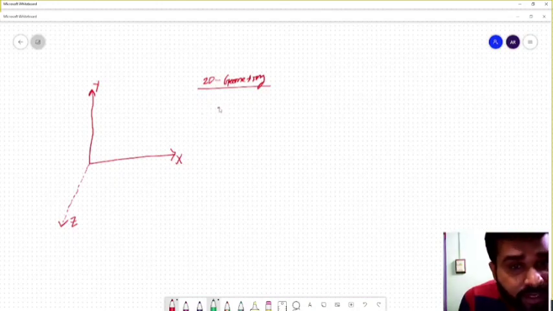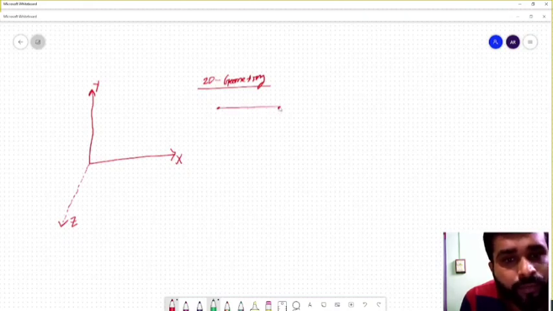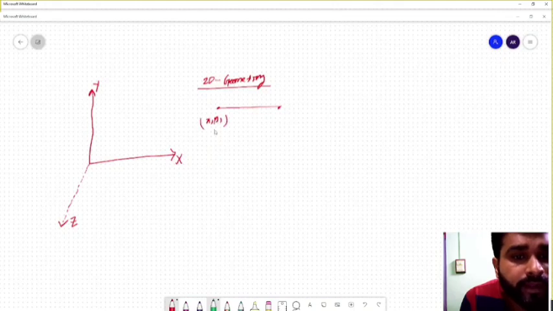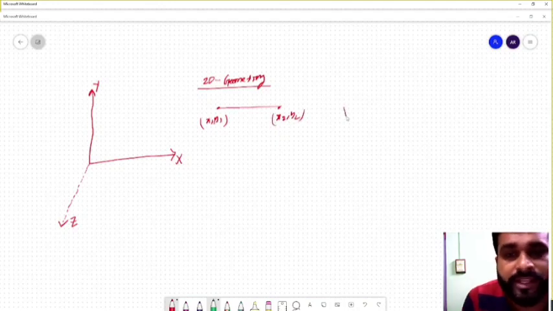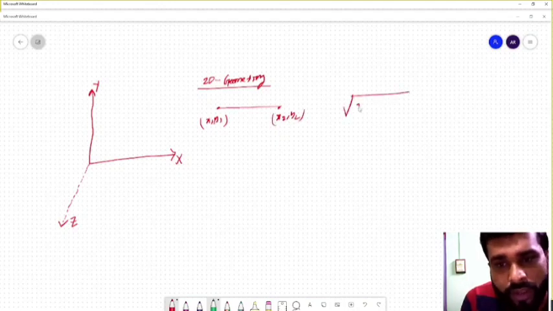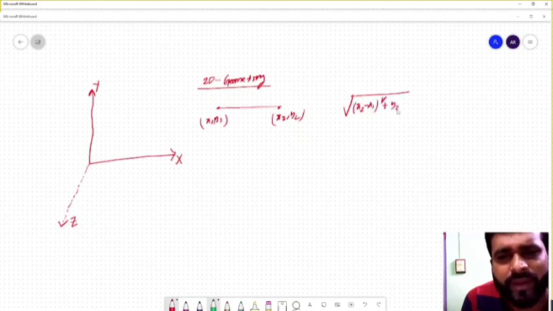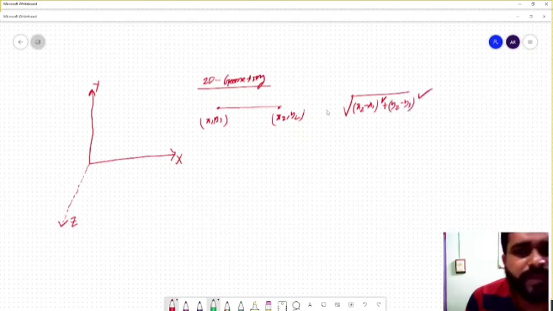That means if you have these two points, x1 comma y1 and x2 comma y2, then the distance between two points, as you all know, is the square root of x2 minus x1 whole square plus y2 minus y1 whole square, or x1 minus x2 whole square plus y1 minus y2 whole square, any one you can choose, okay? So it is the distance between two points.